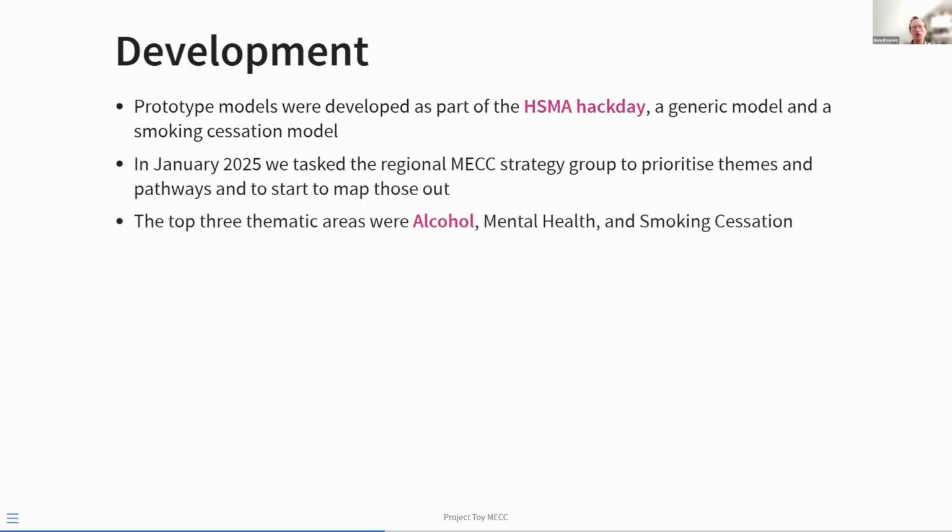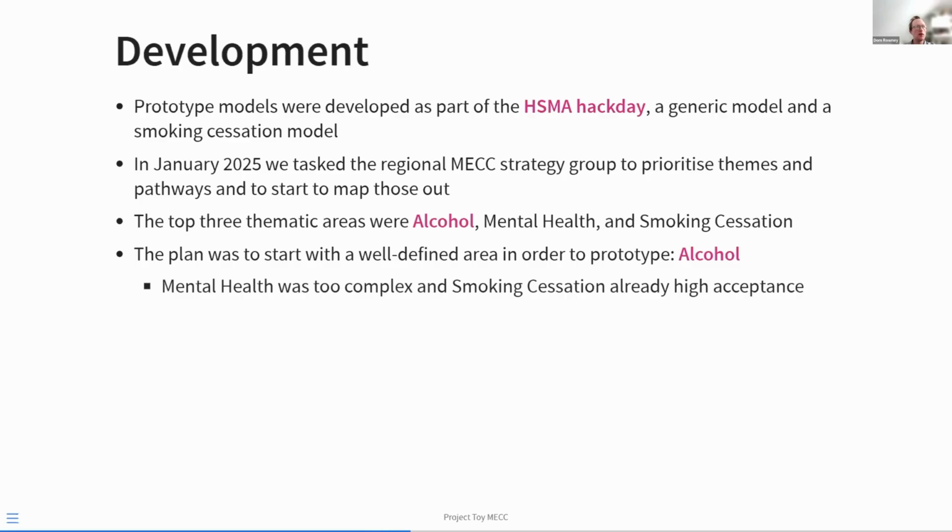And we took the top 3 of those. So there were alcohol, mental health, and smoking cessation. You'll notice we'd already done a smoking cessation model, but the plan from that was then to do alcohol, because that was a well-defined area, as in it was quite simple. Whereas mental health pathways are way too complicated for the initial thing we're doing. And smoking cessation, basically everyone already agrees from the literature that it is great. We should do as much as possible. It's one of the highest impact health interventions you can do, stopping someone smoking.